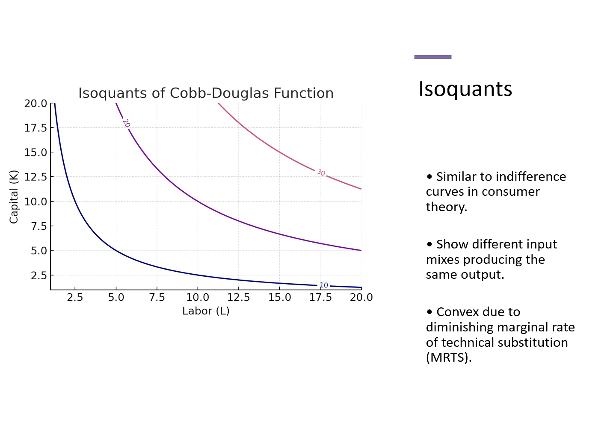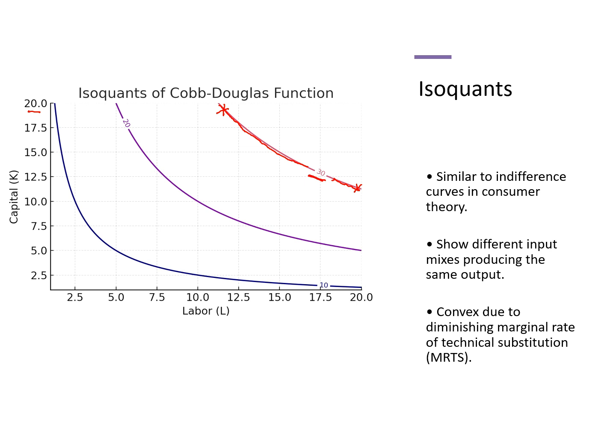These isoquants, or these lines here, show the different input mixes producing the same output. If you're on this line here at 30, that means you are maintaining an output of 30 units throughout this entire line. You could have a high amount of capital and only a little bit of labor, so for example you could be at this point, or you can have a lot of labor and less capital and be at that point. Whatever point you are on the line, you are producing 30 units.